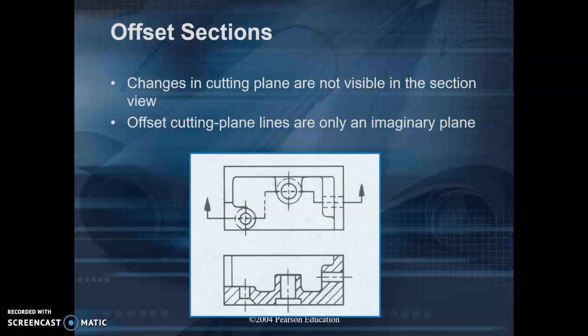Here's an example of that, passing through this hole, and then it jogs up through the other one, back down through the third hole. So that in the section view, we can see all 3 holes. And so this reduces the number of section views that need to be created in order to show all 3 of these holes. We wouldn't necessarily want to create 3 separate section views when we could just do 1.